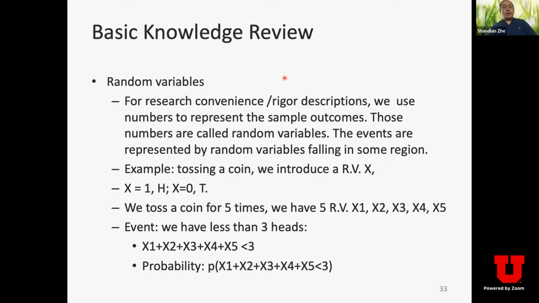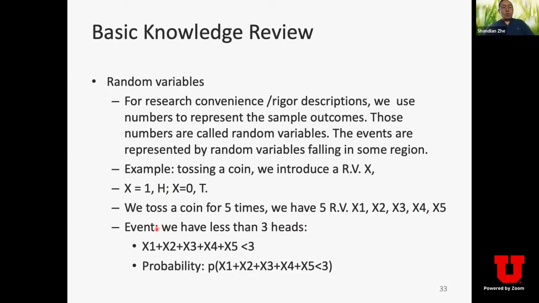And here is one example. If we want to use random variables to describe or model our experiment of tossing a coin, we can introduce a binary random variable X. X is 1, meaning your outcome is a head. When the variable is 0, it means your outcome is a tail. Now, if we toss a coin 5 times, we have 5 random variables, X1 to X5. Each random variable records in the corresponding toss whether you observed a head or tail.